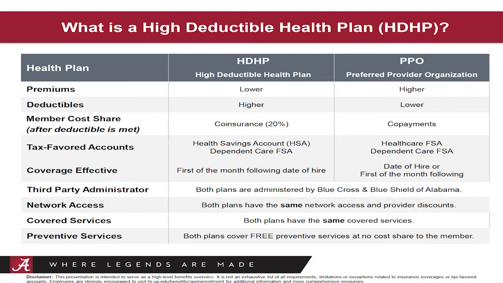Coverage effective date is a little different. Current employees, this really doesn't affect you, but for new hires under the PPO, you can have your coverage be effective the date of hire or the first of the following month. Under the high deductible health plan, it's always the first of the following month. So if they're hired in the middle of August, their high deductible health plan coverage is effective September 1st.